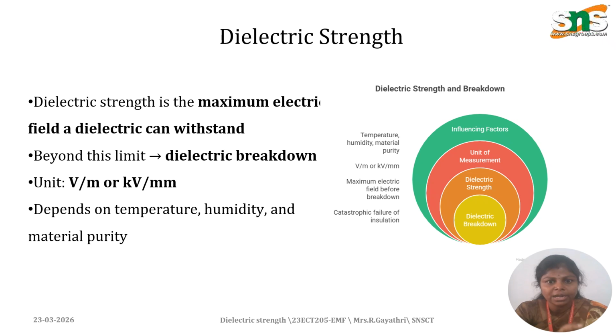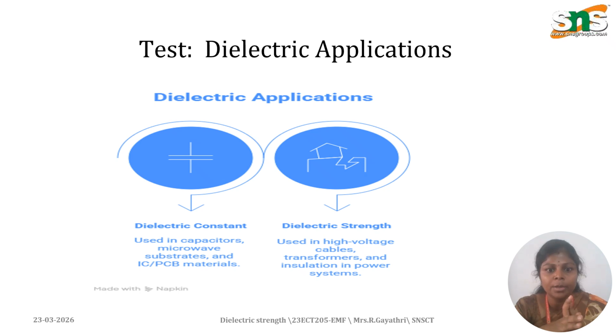Dielectric strength is defined as the maximum electric field a dielectric can stand. Beyond this dielectric strength the material will break down, and that point is called dielectric breakdown. Dielectric strength is equal to breakdown voltage divided by thickness. Coming to the applications, the dielectric constant as well as dielectric strength are used in substrate material, microwave essentials and PCB material design, and dielectrics are mostly used in transformers.